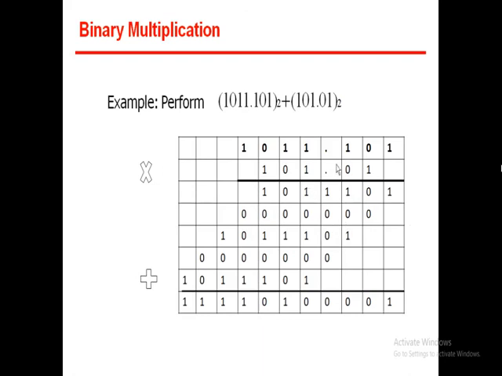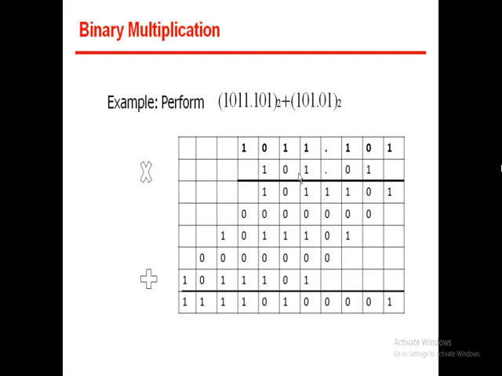Then 0 again, all are 0. Then 1 multiplied with this number, it will get 1 0 1 1 1 1 0 1. Only check the correct position. We should write the correct position.